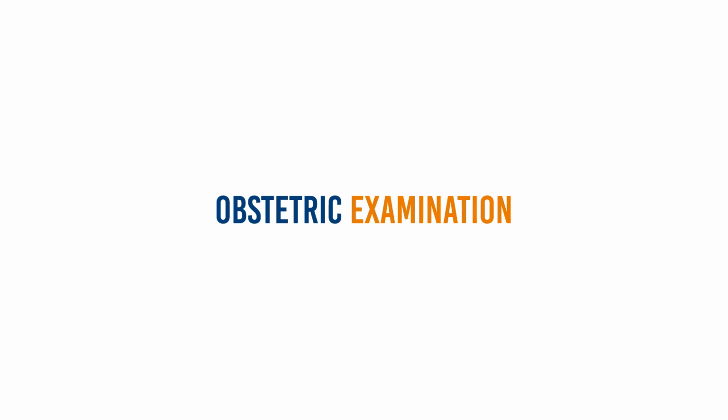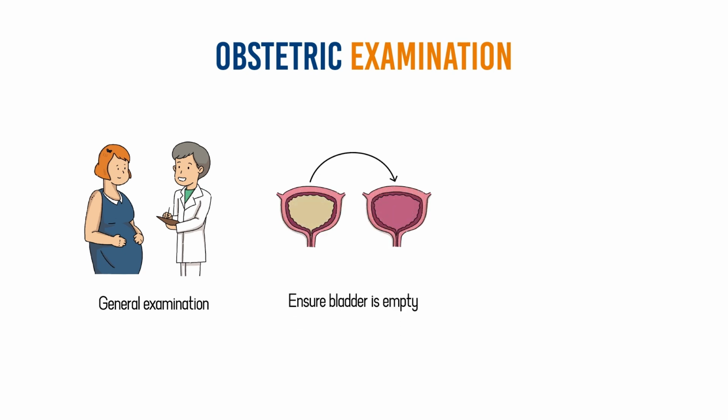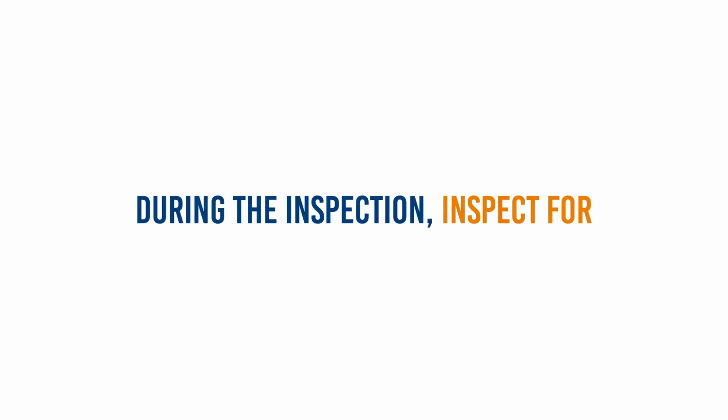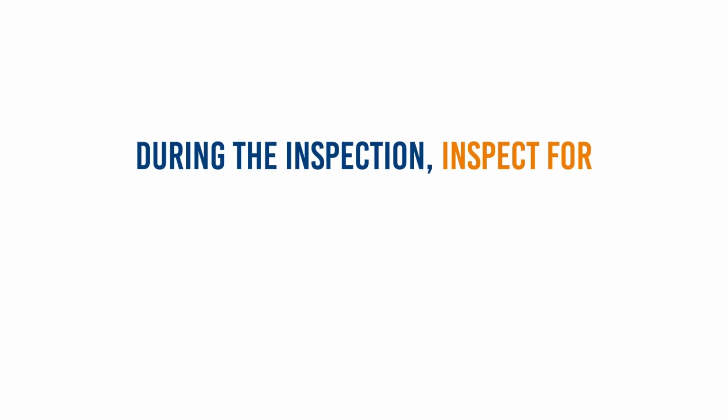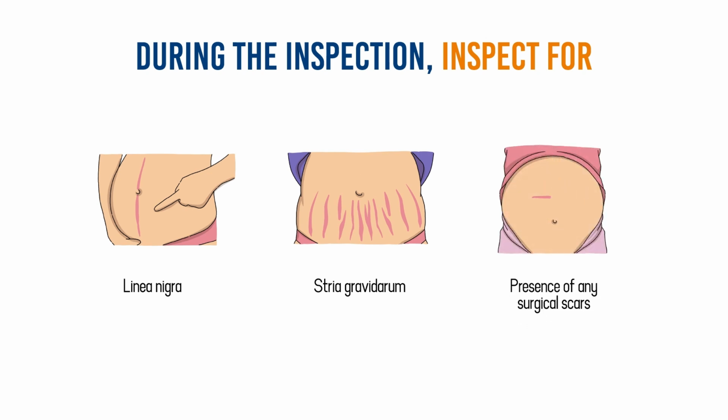Obstetric examination. When the patient presents to the labor ward, perform the general examination. Then ensure bladder is empty and perform the obstetric examination. Examination of a pregnant woman is carried out with the examiner standing to the right side of the woman. During the examination, inspect for linea nigra, stria gravidarum, and presence of any surgical scars.